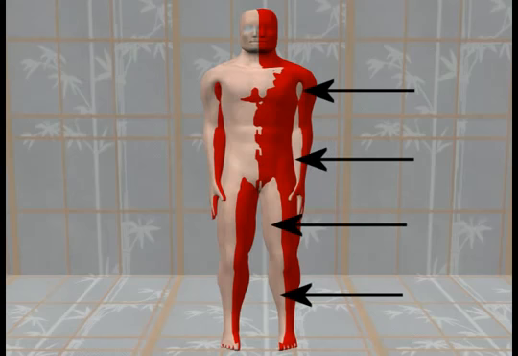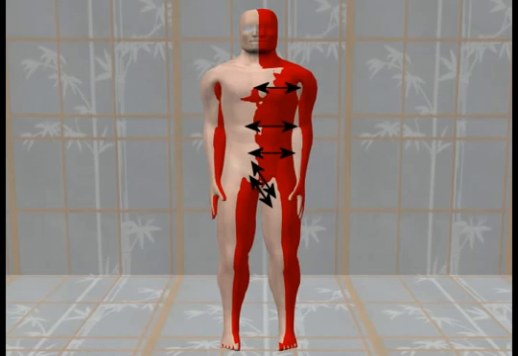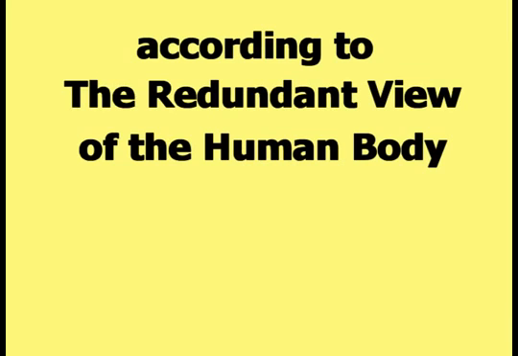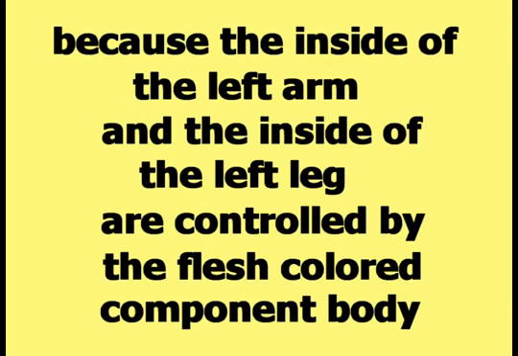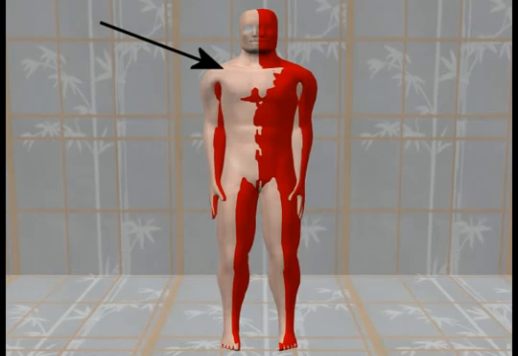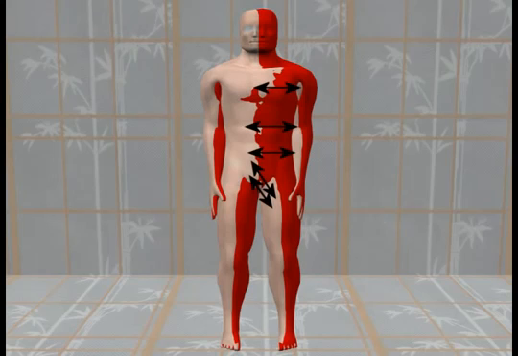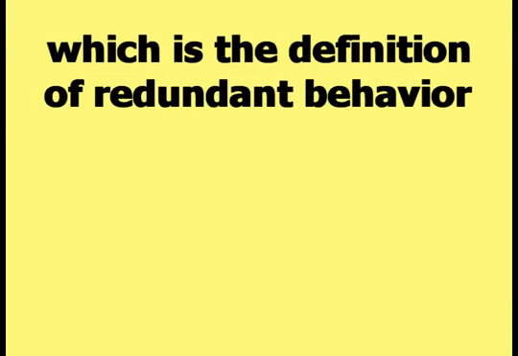The flesh-colored inside of the left arm and inside of the left leg are similarly connected to the majority flesh-colored right side of the merged body, according to the redundant view of the human body. If the red component body malfunctions in some way, because the inside of the left arm and the inside of the left leg are controlled by the flesh-colored component body, the still normally functioning flesh-colored right side of the merged body can reach over and control the left arm and left leg by some amount, which is the definition of redundant behavior.